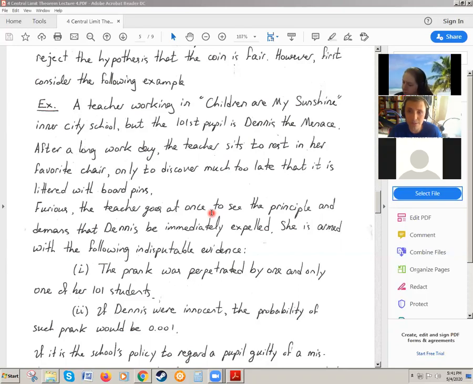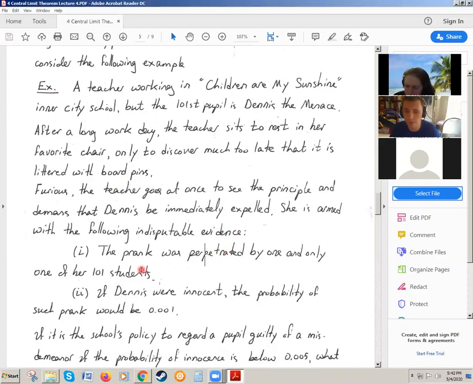Yes, you do find similar problems, I think. So a teacher working in a school has 101 students. Most of them are very nice, but only one of them is Dennis the Menace. And at some point, there is a prank. So she sits on a chair to rest, and she finds that she's sitting on a bed of pins, and she's very angry, and she goes to complain to the principal, and she wants Dennis expelled based on the following supposedly disputable evidence.